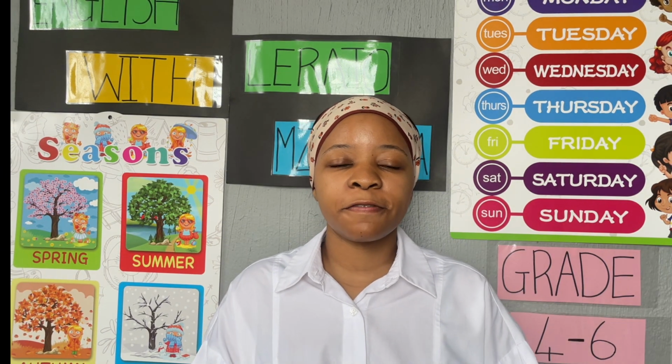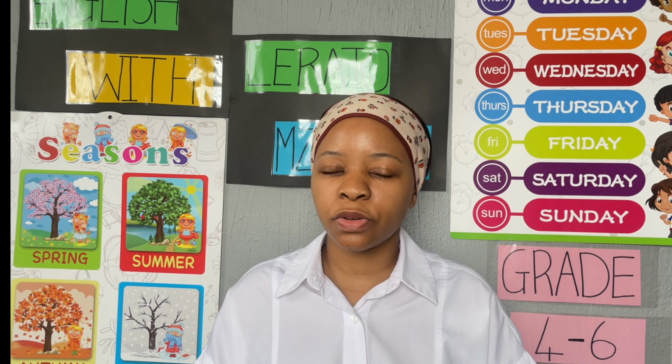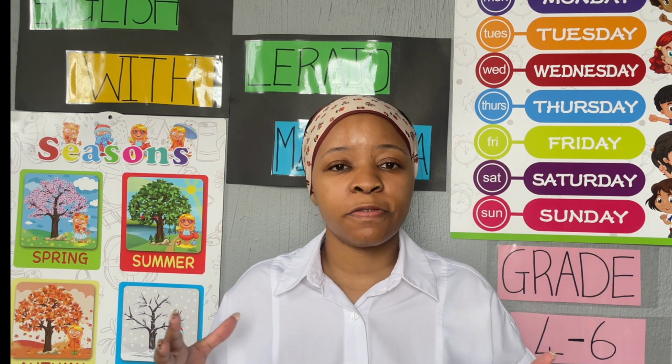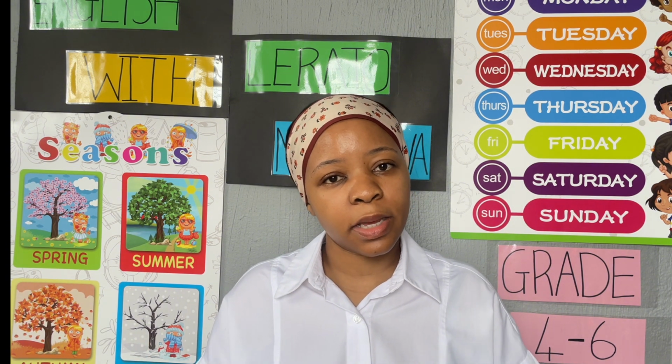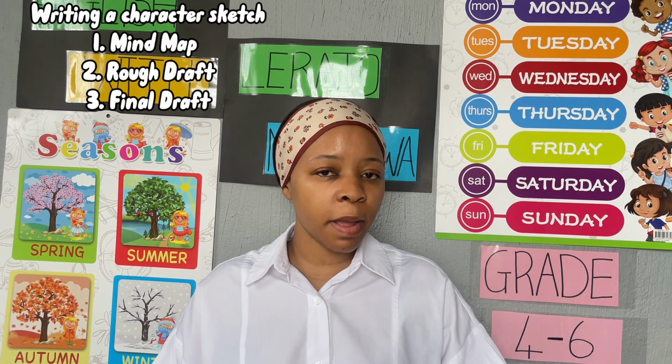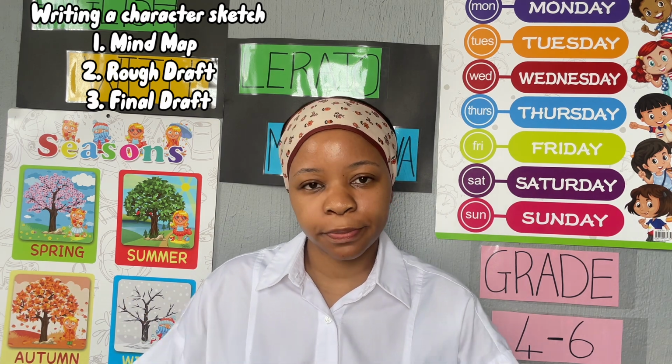And then we look at the physical features of the character. How does your character look like? You can describe the hair, the facial features, how the character dresses, etc. So remember, mind map, rough draft, final draft. Let's start with the mind map.